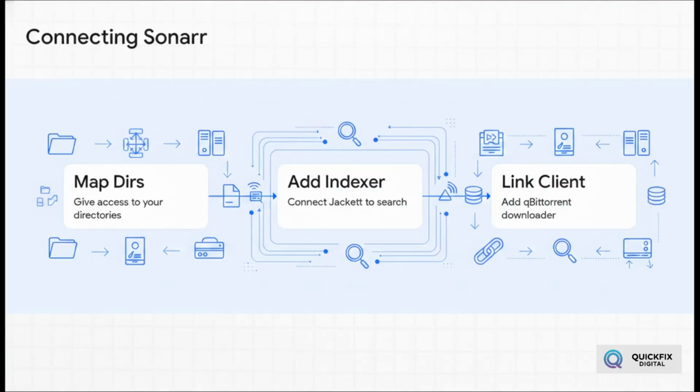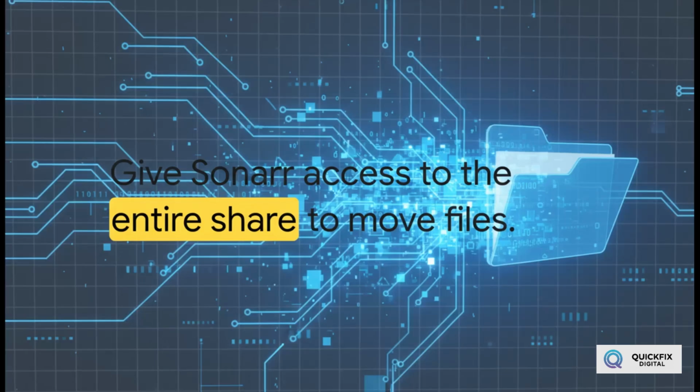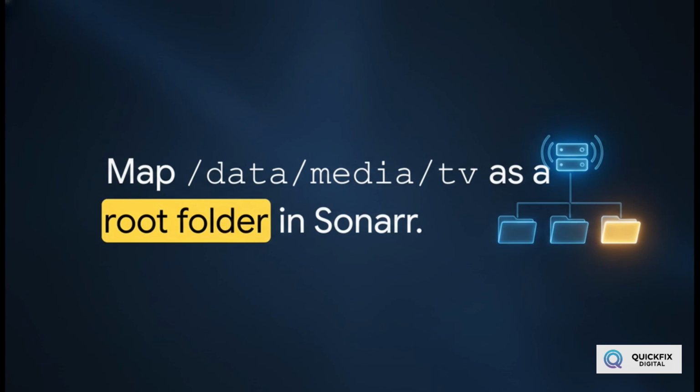We'll tackle this in 3 simple steps: mapping directories, adding our indexer, and linking our downloader. Step 1. Give Sonarr access to your entire Unraid data share so it can easily hard-link files. Next, jump into Sonarr's media management settings and map your specific TV folder as the root.